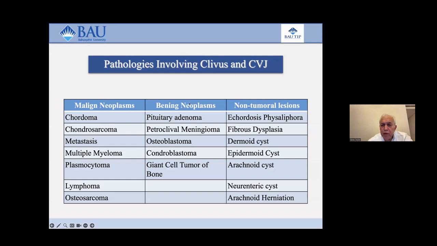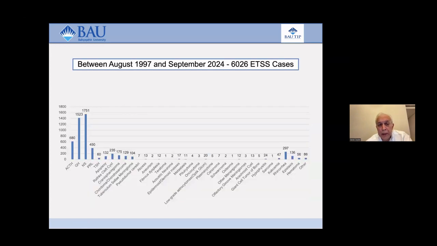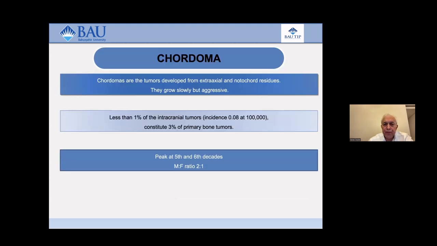All pathologies involving the clivus and craniovertebral junction are malignant neoplasms, most commonly chordomas, chondrosarcomas, pituitary adenomas, petroclival meningiomas, and other non-tumoral lesions. The endoscopic approach has been performed in 6,000 cases in our clinics since 1997. The most common pathology is chordoma.